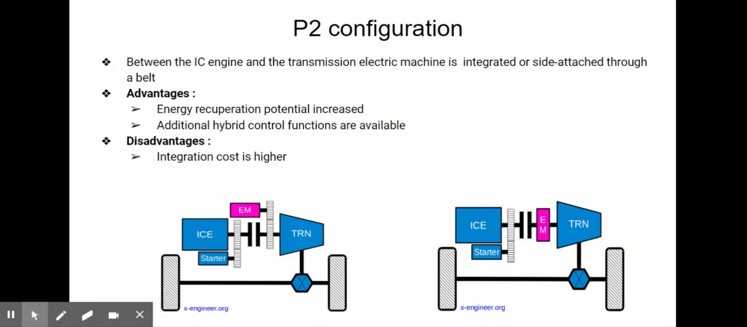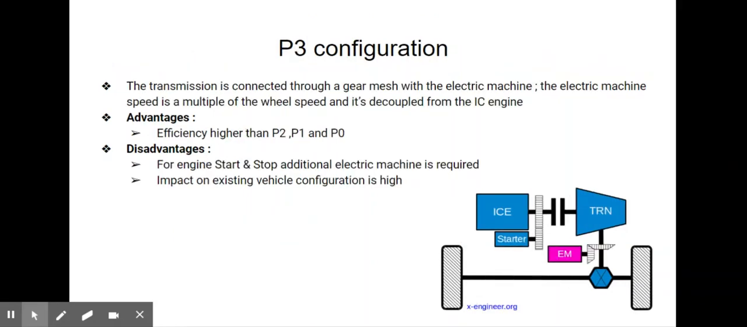Second advantage is additional hybrid control functions are available. Its main disadvantage is that the integration cost is higher. Now, the fourth configuration is the P3 configuration.